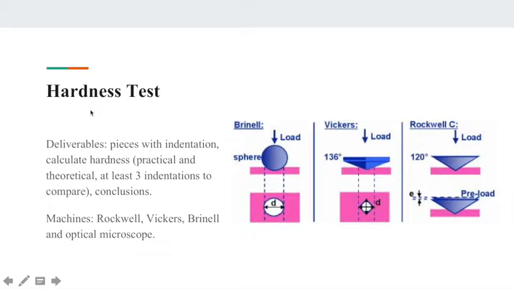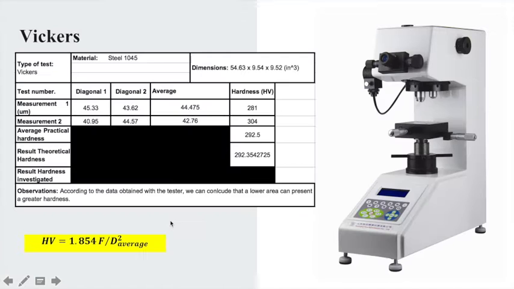The hardness tests. There were 3 hardness tests done, the Brinell, the Vickers, and the Rockwell C. The deliverables for this part are pieces with indentation, the calculated hardness, the practical and theoretical, at least 3 indentations to compare, and conclusions. The machines used were the Rockwell, the Vickers, the Brinell, and the optical microscope. Here are some of the results.